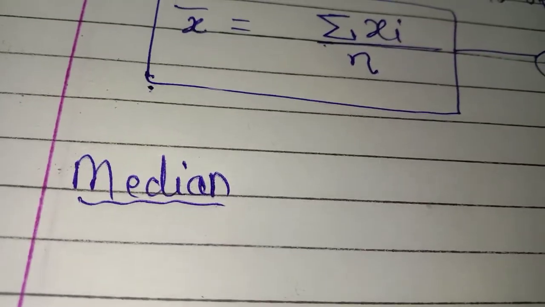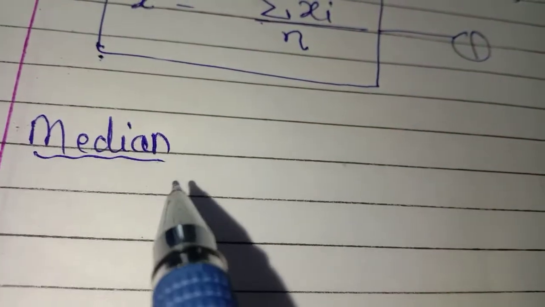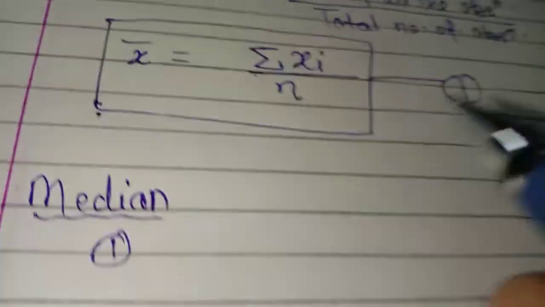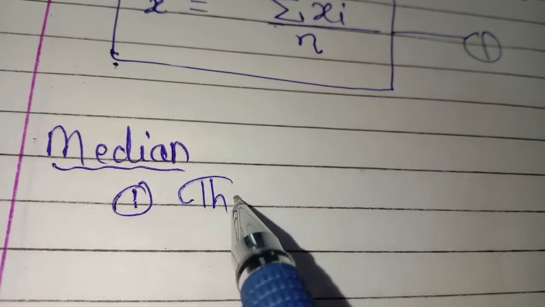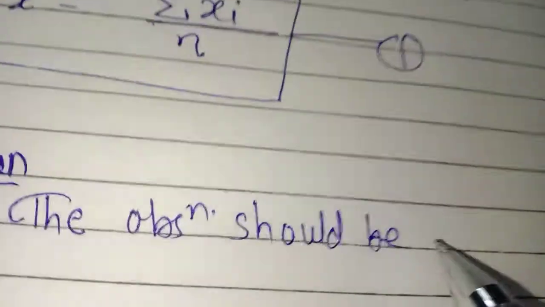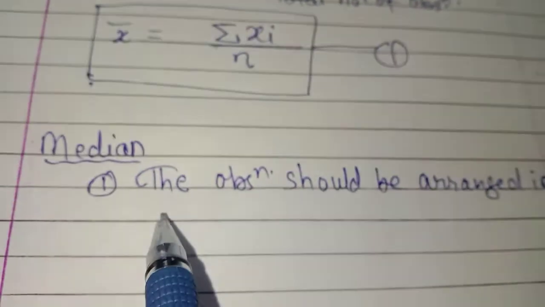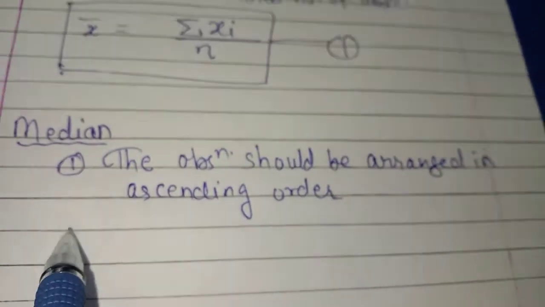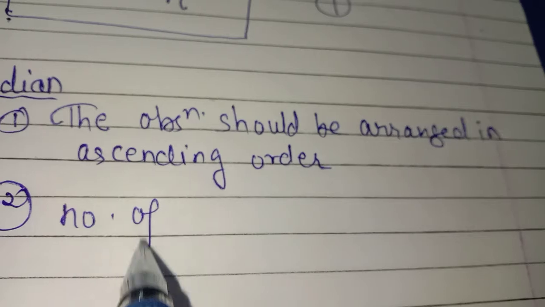For median we have different tactics and conditions. The first condition to solve the numericals of median is that we have to arrange the given observations in ascending order. I am just writing here, it is not for your examination. The observations should be arranged in ascending order. We all know what ascending order is. The second very important thing is the number of observations.